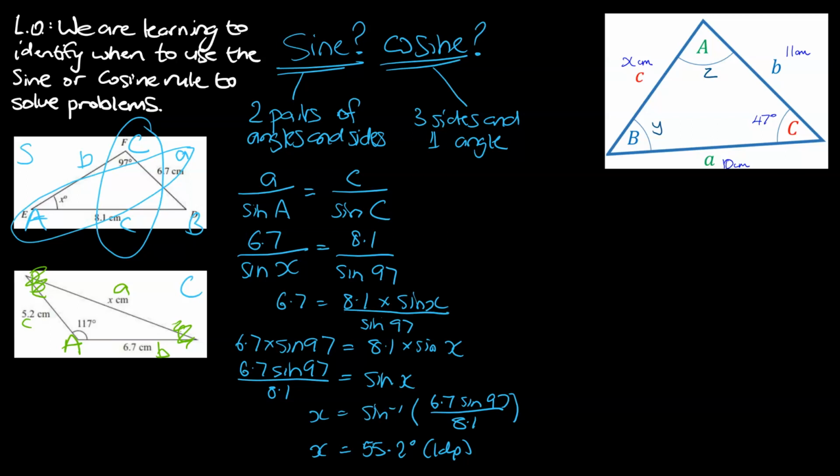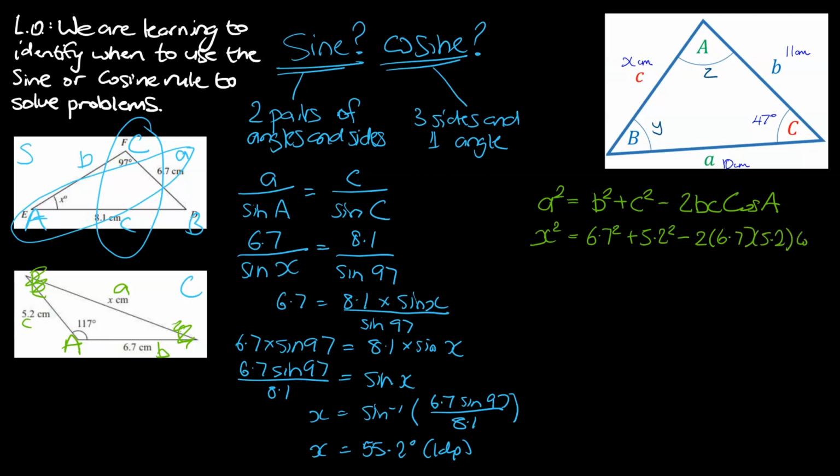We then write down our formula. We're dealing with the cosine rule, so just a reminder: a squared is equal to b squared plus c squared minus 2bc cos A. From there, we start substituting. Little a is x, so that's x squared equals 6.7 squared plus 5.2 squared minus 2 lots of 6.7 times 5.2 times cos of the angle, which is 117.